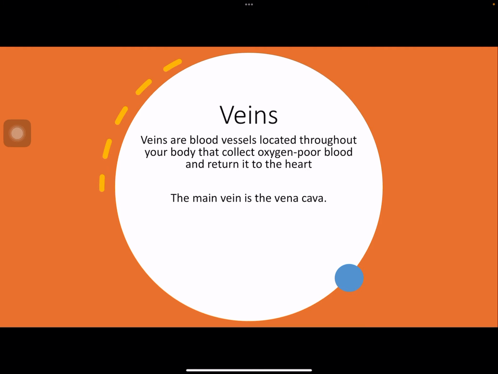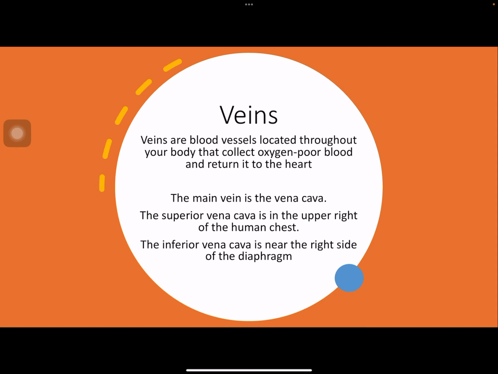And the main vein is the vena cava. This actually might not show up in your science test, but I wanted to put it just in case you forget or it shows up in your science test. You know what to do. The superior vena cava is the upper part of the human chest. Always remember this. And the inferior vena cava is near the right side of the diaphragm.